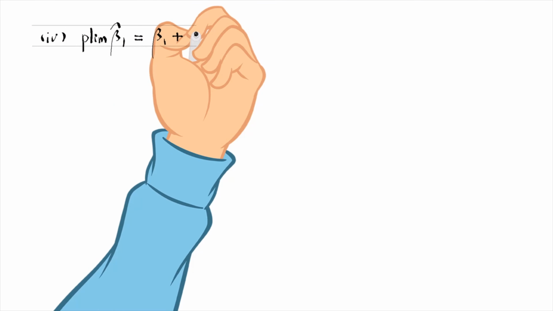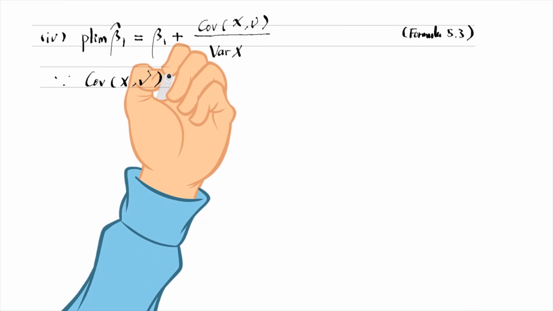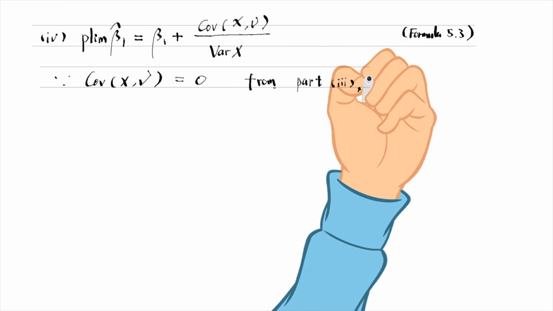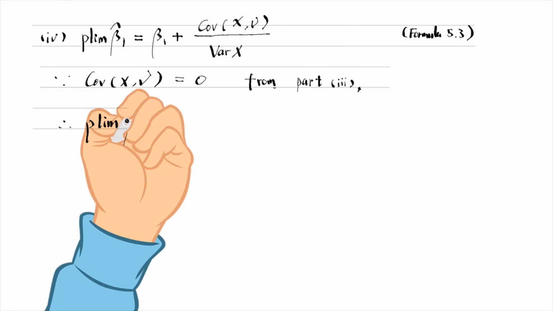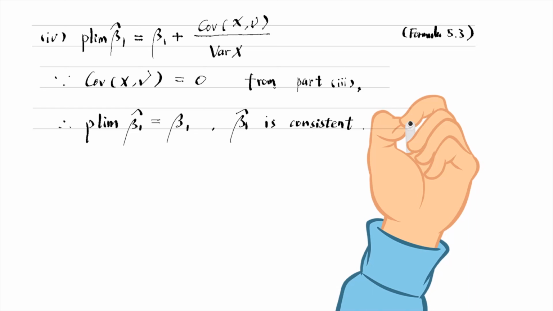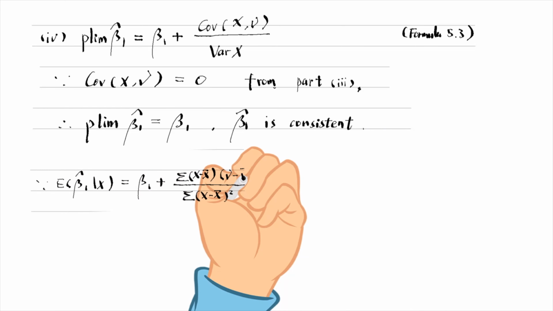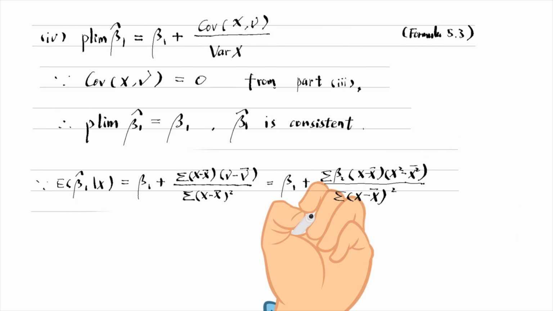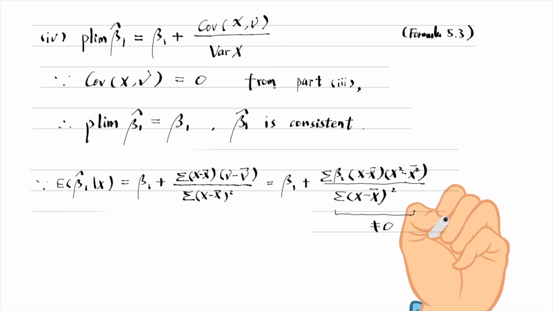In the fourth part, we use the probability limit formula 5.3. From the last part, we have the covariance between x and nu equals 0. Therefore, the probability limit of beta 1 hat equals the true parameter beta 1. In other words, the OLS estimator beta 1 hat is consistent. But it is not unbiased because the expectation of beta 1 hat conditional on x is not equal to beta 1.